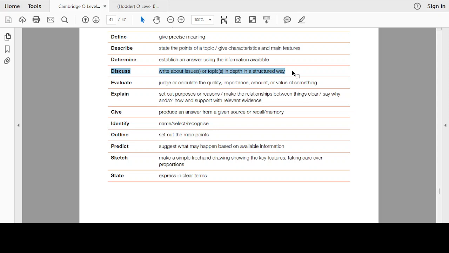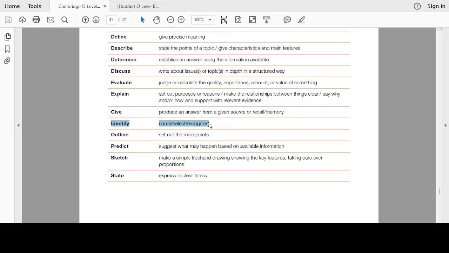So, organization is important. And you need to go into a bit of detail, so in depth. Evaluate, judge or calculate the quality, importance, amount, or value of something. Explain, set out purpose or reason, make the relationship between things clear, say why and or how, and support with relevant evidence. Give, so that's basically produce an answer from information that's given or from memory from the syllabus.